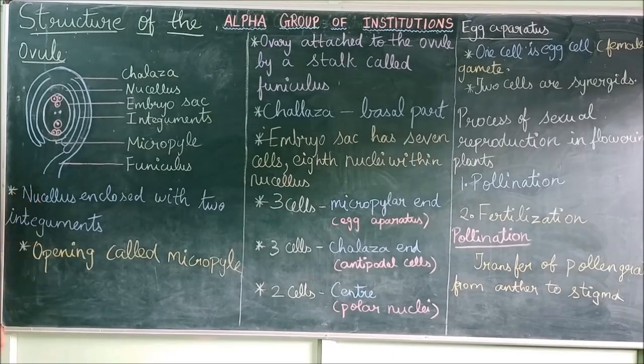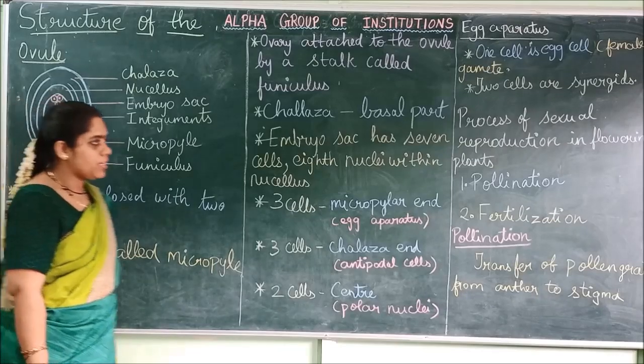What the synergids do is direct the pollen grains to come inside. Through this end only the pollen grains will come, and the synergids direct how to get fused. So the synergids are present and the female gamete is present.